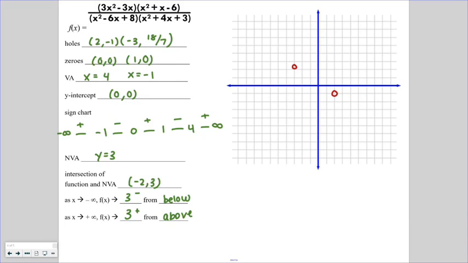Okay. 0, 0, and 1, 0. So our zeros are places where our function is defined. They're points that are defined. So we're going to include those as closed circles. So 0, 0, 1, 0. Pretty close together here. And then vertical asymptotes, x is equal to 4 and -1.